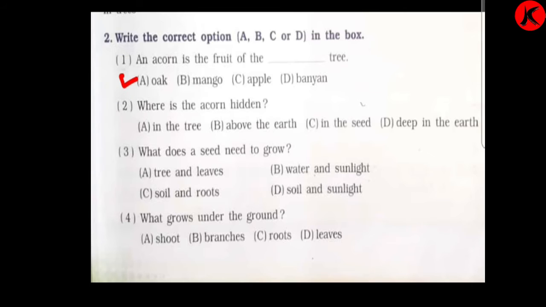2 number. Where is the acorn hidden? Options: A. In the tree. B. Above the earth. C. In the seed. D. Deep in the earth. So what is the correct answer? Deep in the earth.